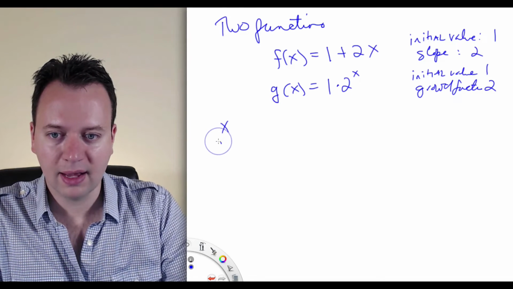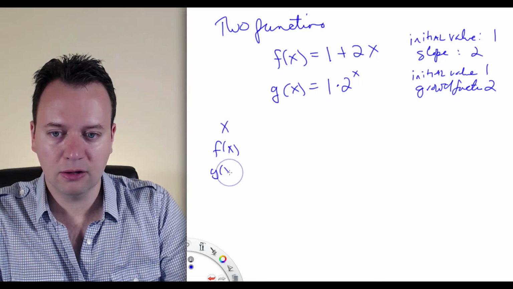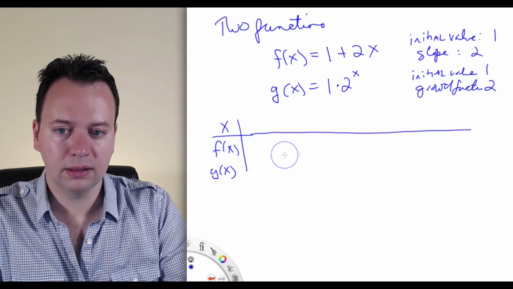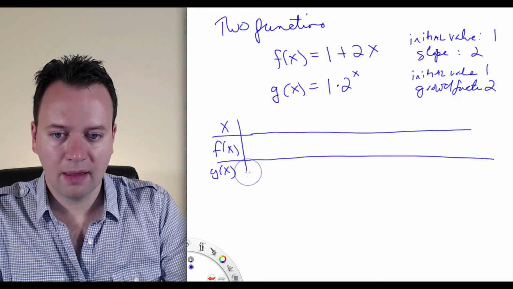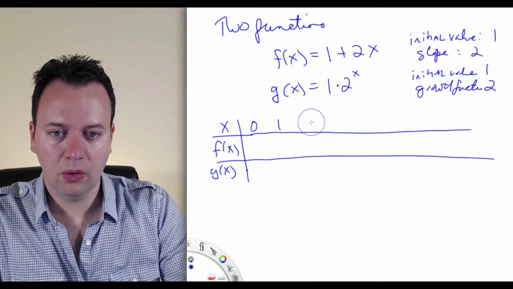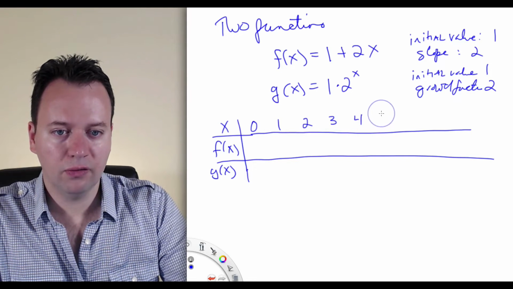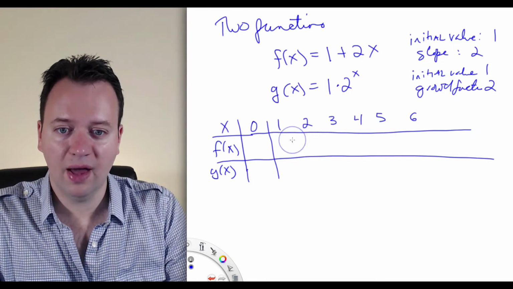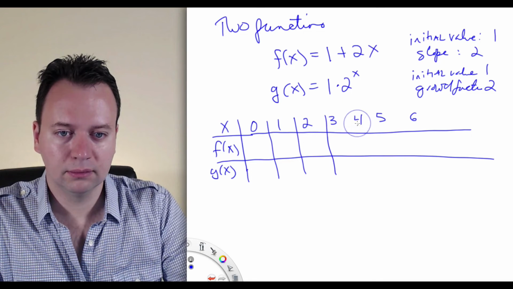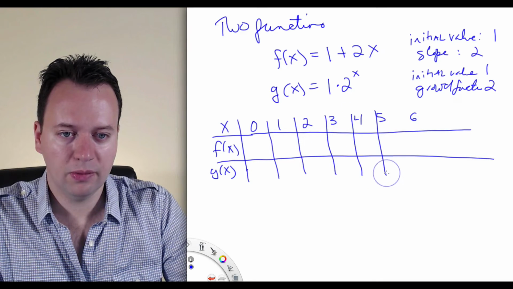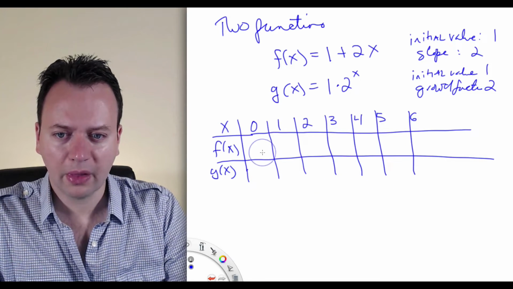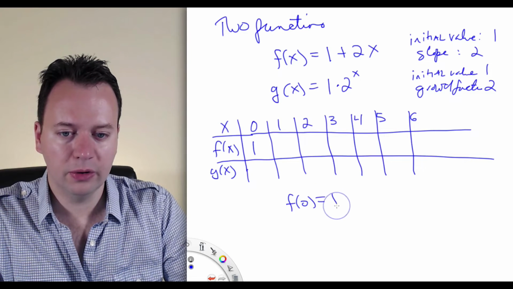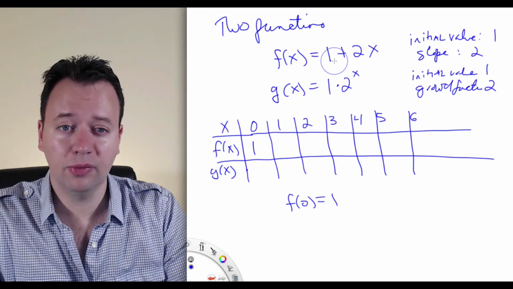Let's make a table: x, f of x, and g of x. I'll make a nice table like this. And let's say x is equal to 0, 1, 2, 3, 4, 5, 6. That should do it. Okay, so let's do f of x first. Hope these columns are wide enough. So f of x starts at 1. If we plug in f of 0, we just get 1, because 2 times 0 is 0, plus 1 is 1.